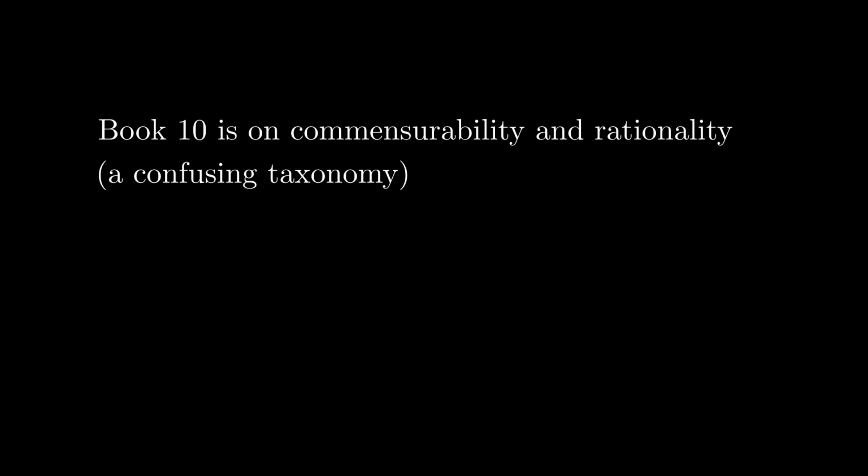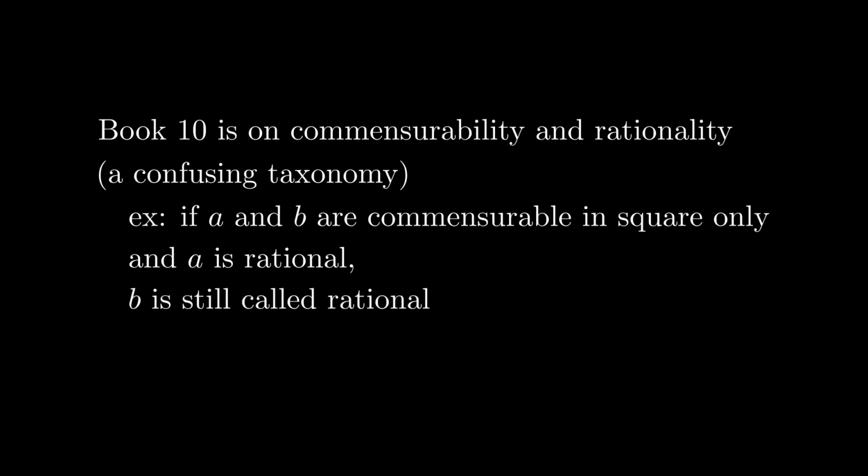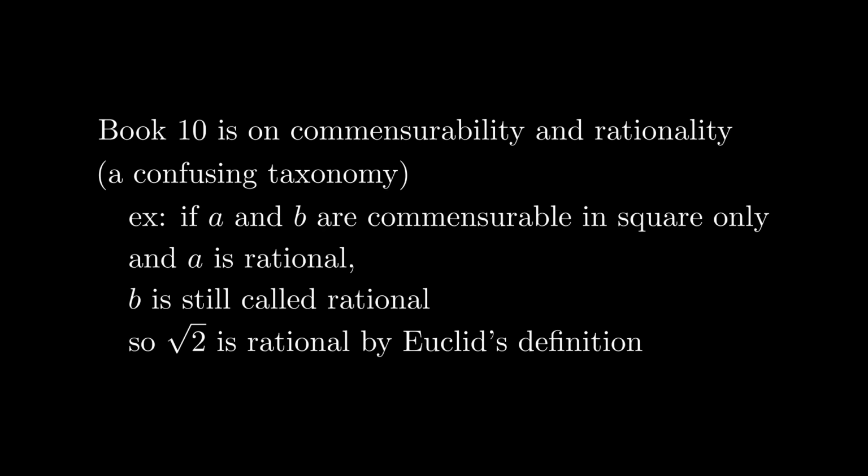To make it more confusing, consider this. We have a rational line whose square is commensurable with another square, but their sides are incommensurable. Euclid calls the other side rational, but commensurable in square only, even though it really isn't rational. This adds to the confusion, but we'll be careful.